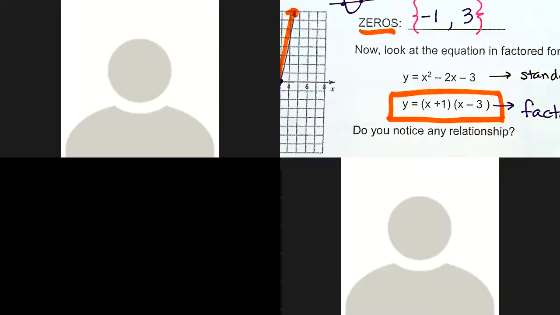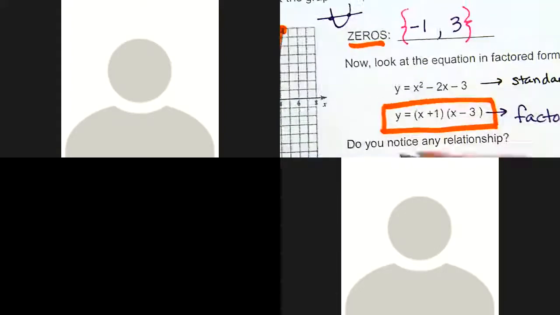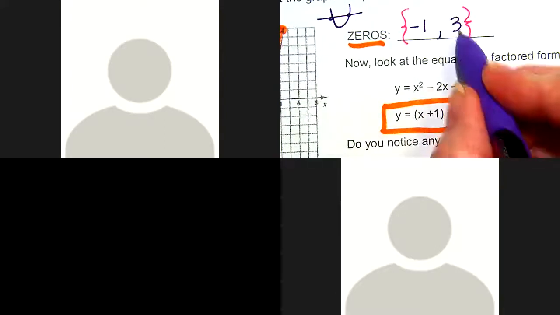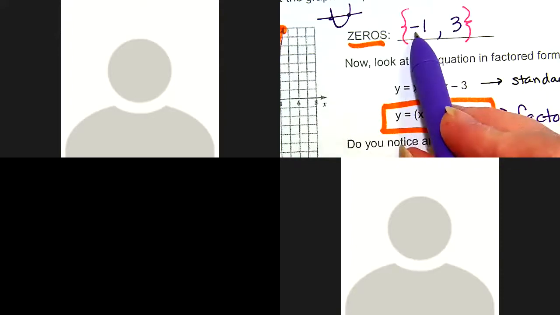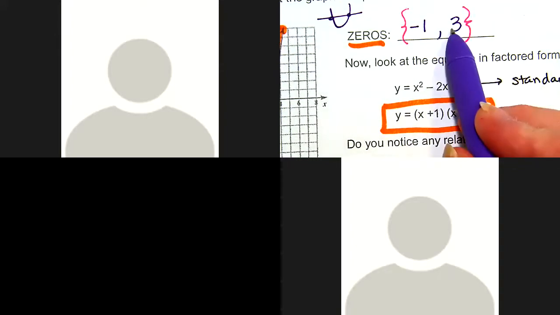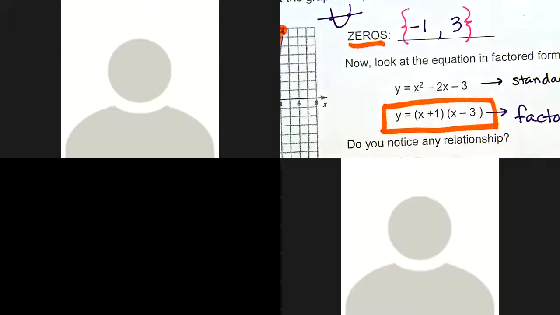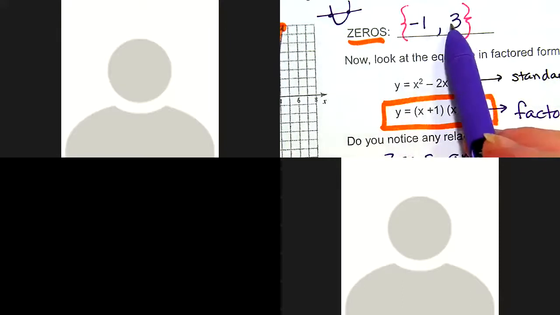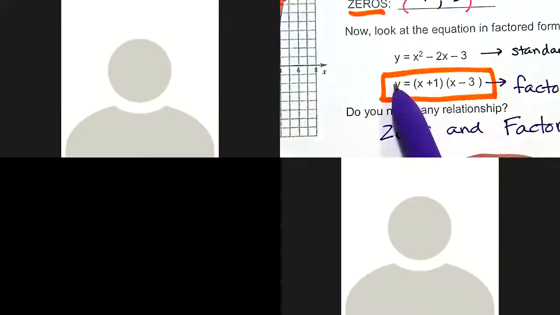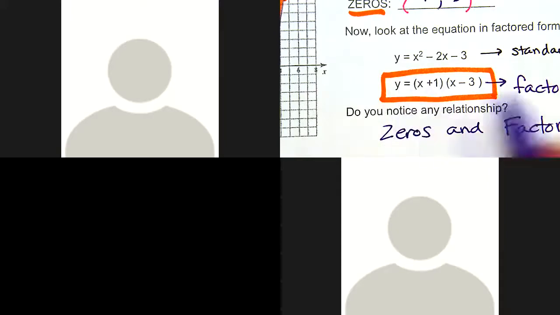It's the opposite. Yes. -1 is 1, -3 is 3. Here, this is negative; inside is positive. Here, this is positive; inside, it's negative. Now, these are called the zeros or the roots or the solutions. And these are the factors, every time, in the parentheses. And the big thing is that they are opposites.